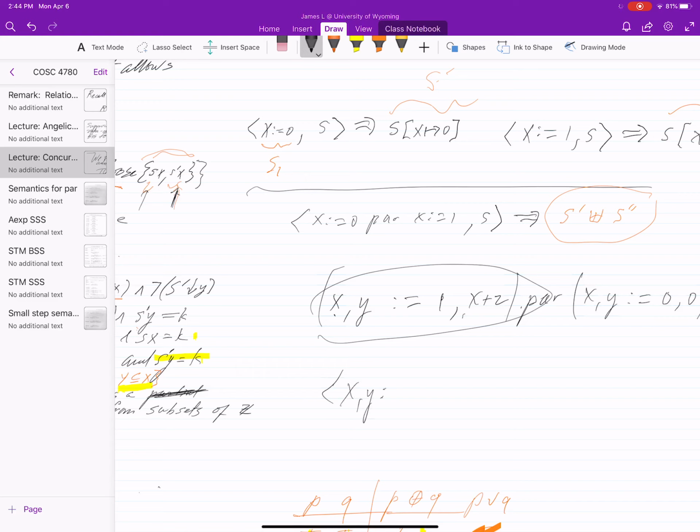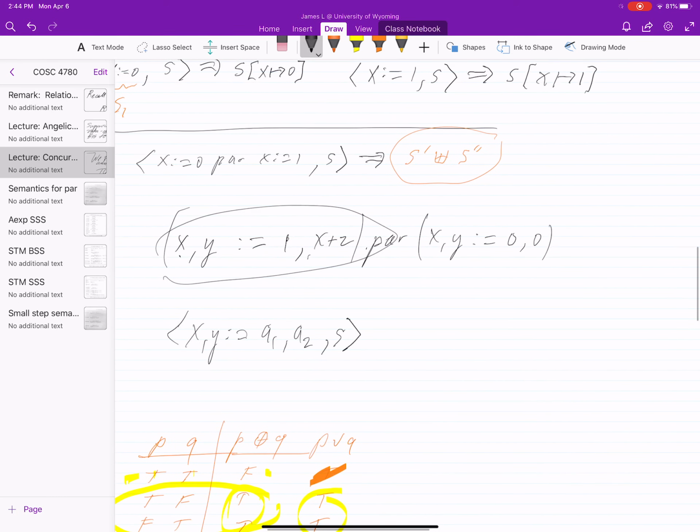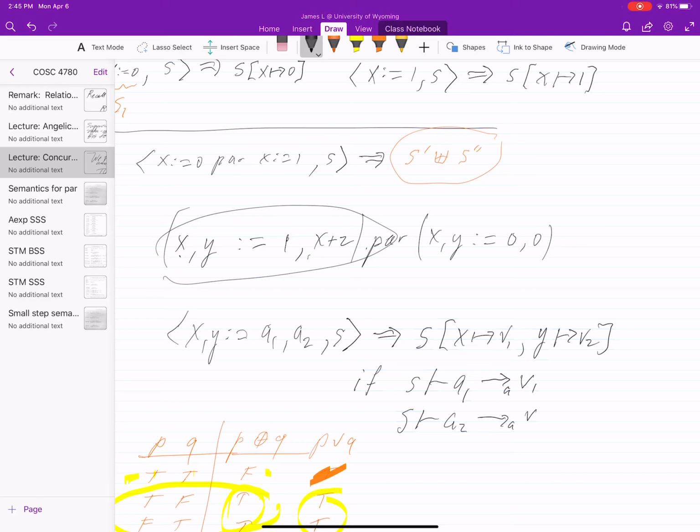X comma Y gets the value of A1 comma A2 in state S evaluates to state S, where X gets the value V1 and Y gets the value V2, if S says A1 evaluates in the arithmetic language to V1 and S says A2 in the arithmetic language evaluates to V2.